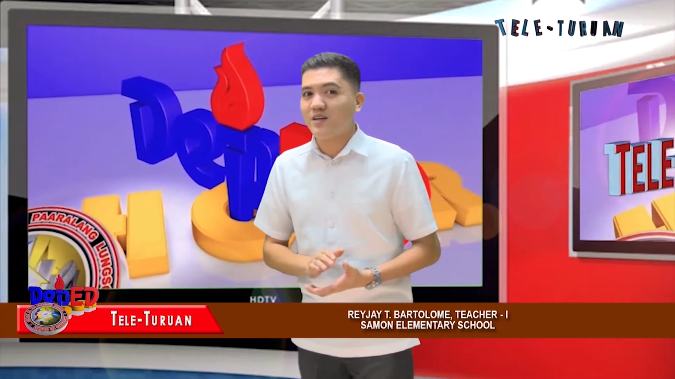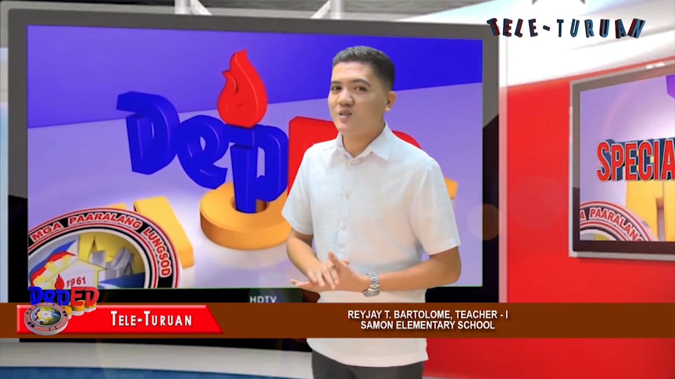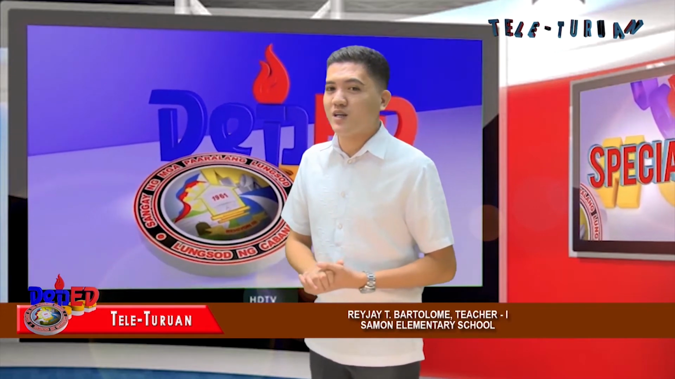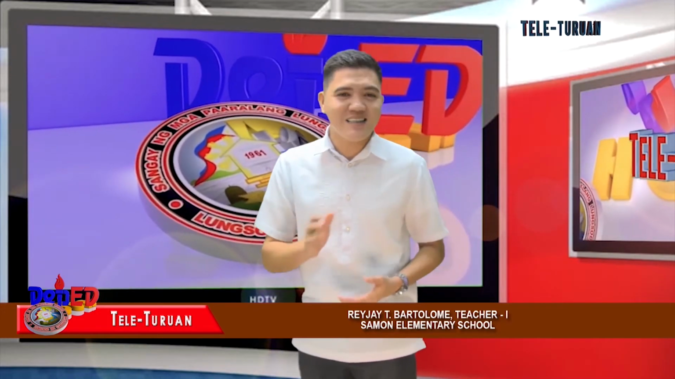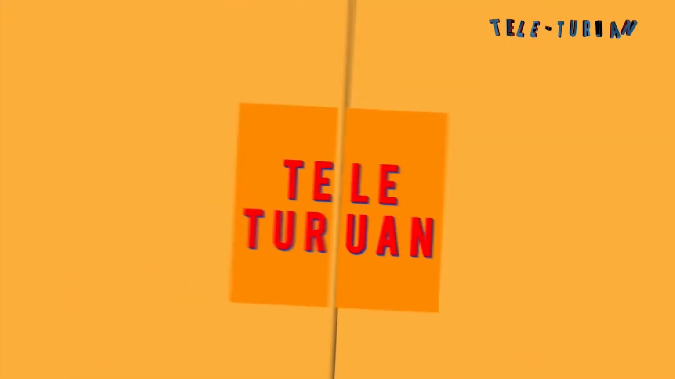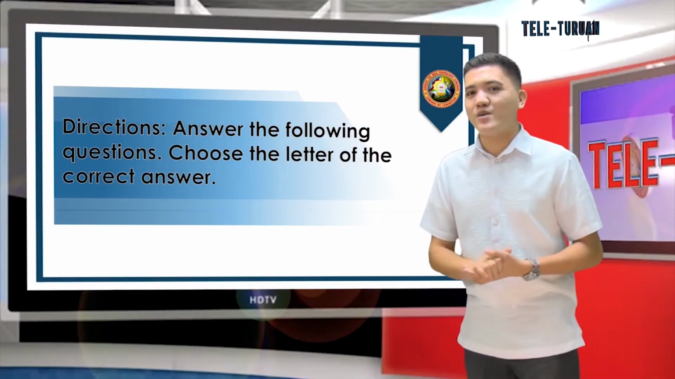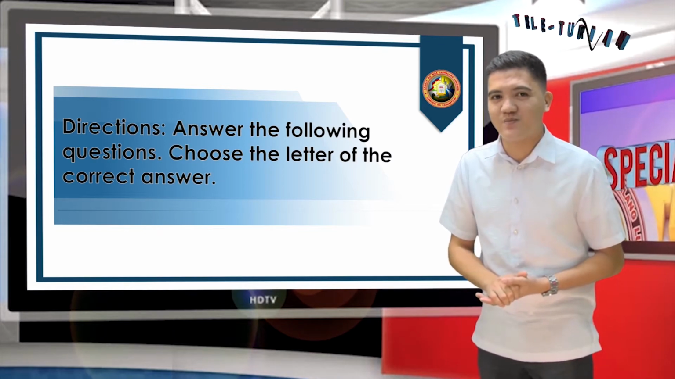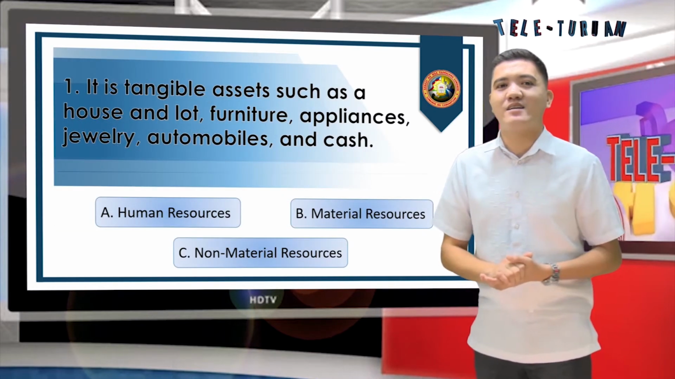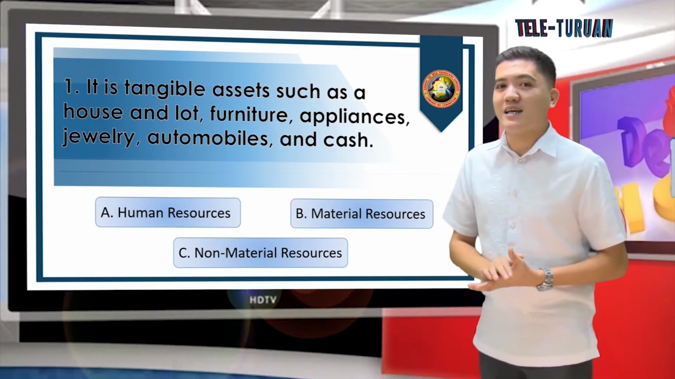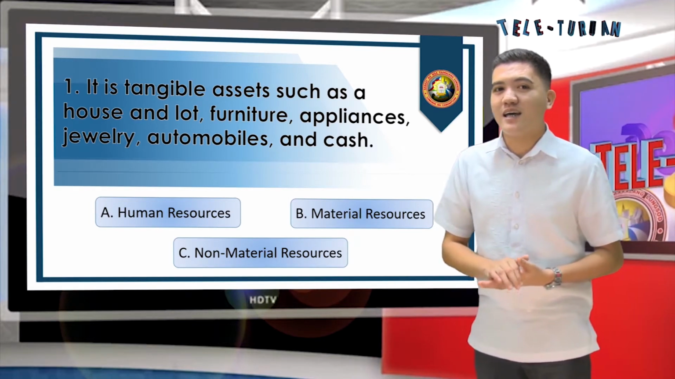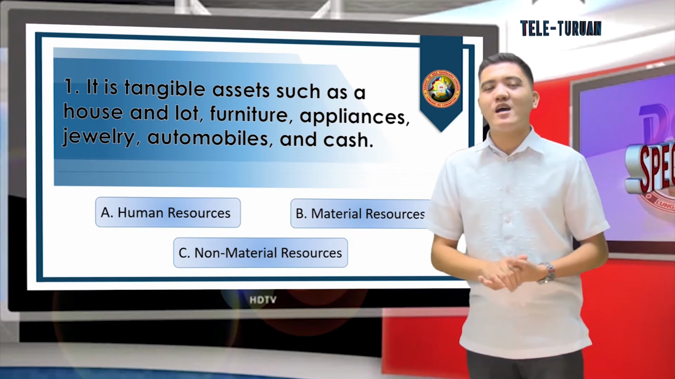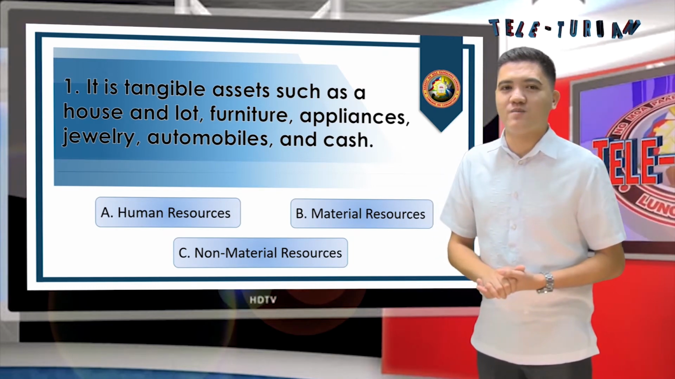Do you remember what are the family resources and needs, sources of family income, and allocation of budget for basic and social needs? Let's do some activities. Answer the following questions. Choose the letter of the correct answer. Number 1. It is tangible assets such as house and lot, furniture, appliances, jewelry, automobiles, and cash.